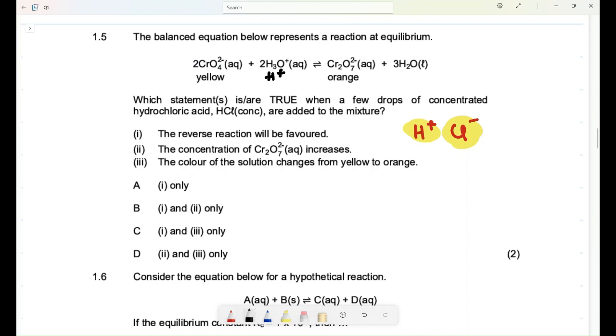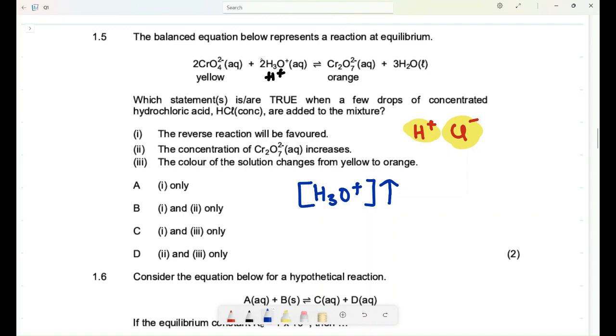So now when they add, I want you to see this. When they add H plus to this hydronium ion, the concentration of H3O plus will increase. But now, that is not what we want. We want all our things to be at equilibrium.